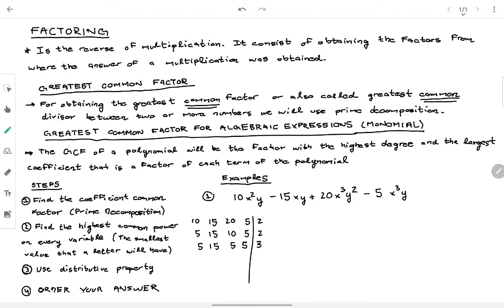Then we will continue with 3. So it's going to be 5, 5, 5, and 5. Finally, it will be dividing by 5. It's the only one that divides every term. It's going to be 1, 1, 1, and 1. So in this case, the greatest numerical common factor is going to be only 5. So we will put 5. Then we need to look for the letters.